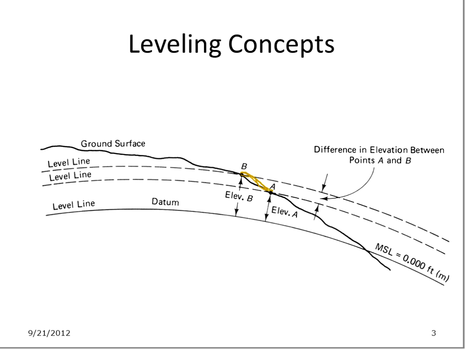So off of our datum right there, which we're using as mean sea level, here's our level line, our datum of mean sea level. So we're measuring perpendicular here and perpendicular here. The difference between those two points is the difference in elevation between those two points. So if you have the elevation of A, you can determine the elevation of B by determining the difference between them. And we'll see how that works as we go through.